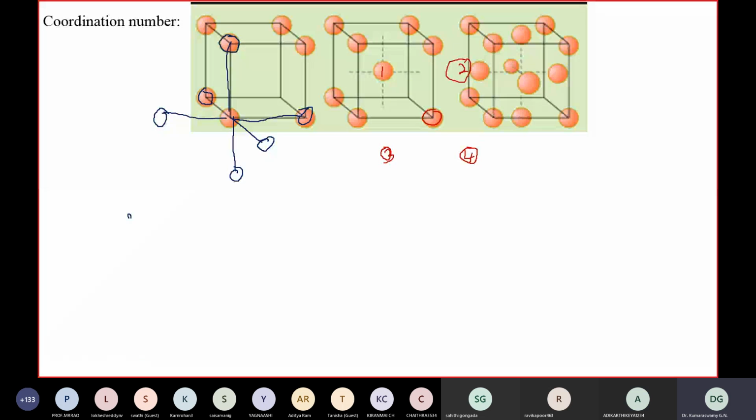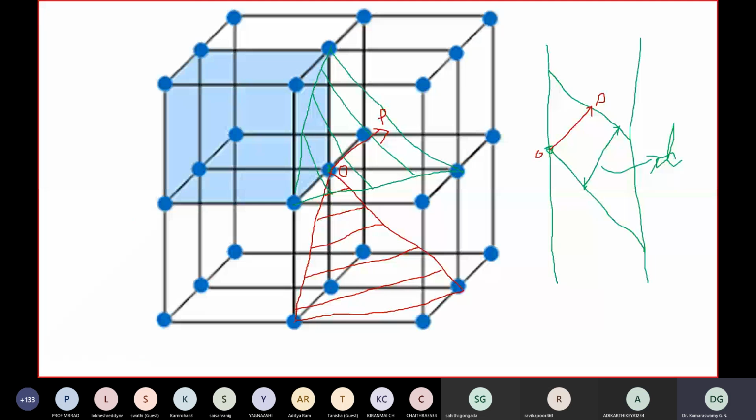Wait a minute. We'll go here. I'll rub this. Shall I rub? Okay, sir. Oh, we can't use the eraser. Just a minute. I should be having one more somewhere here. Yes, I'll take this one.